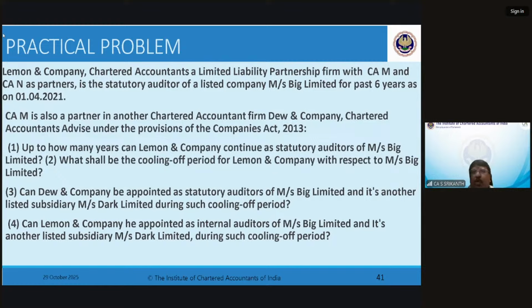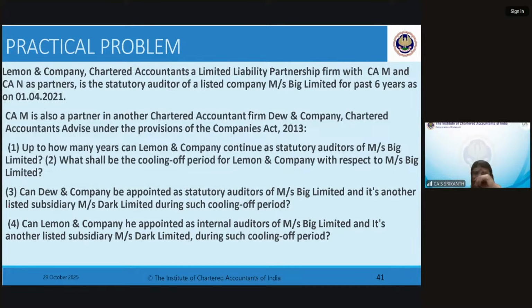No, nothing. No cooling period for internal audit. It is up to the board to decide. In the Act, there is no cooling period for internal audit. Only for statutory audit have they given a cooling period. Internal audit and all, it's up to the board of directors.